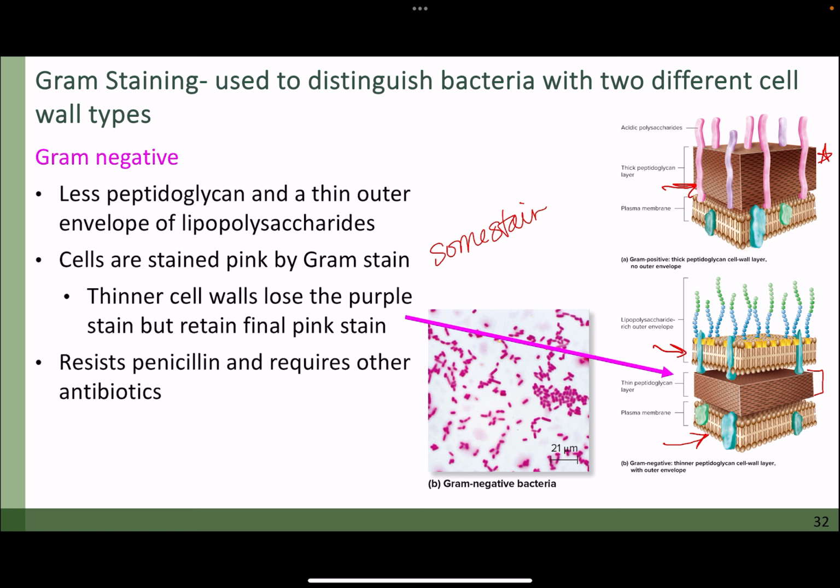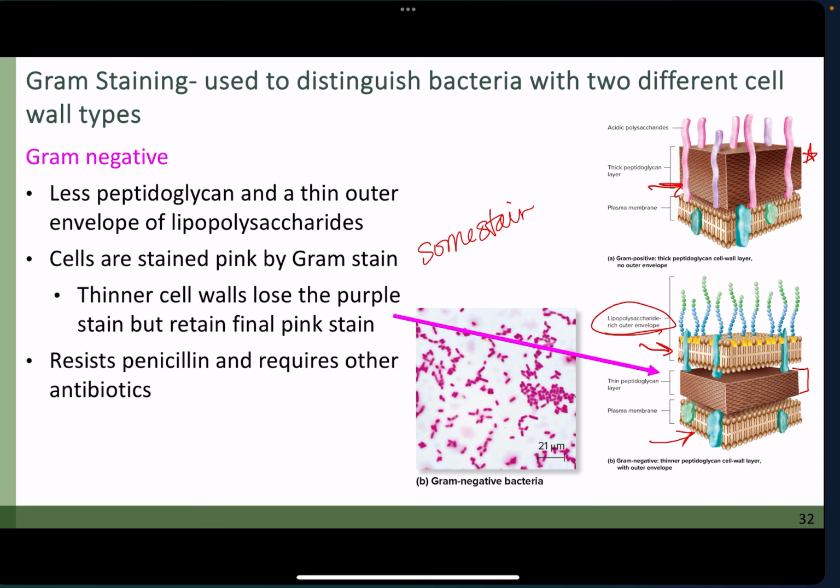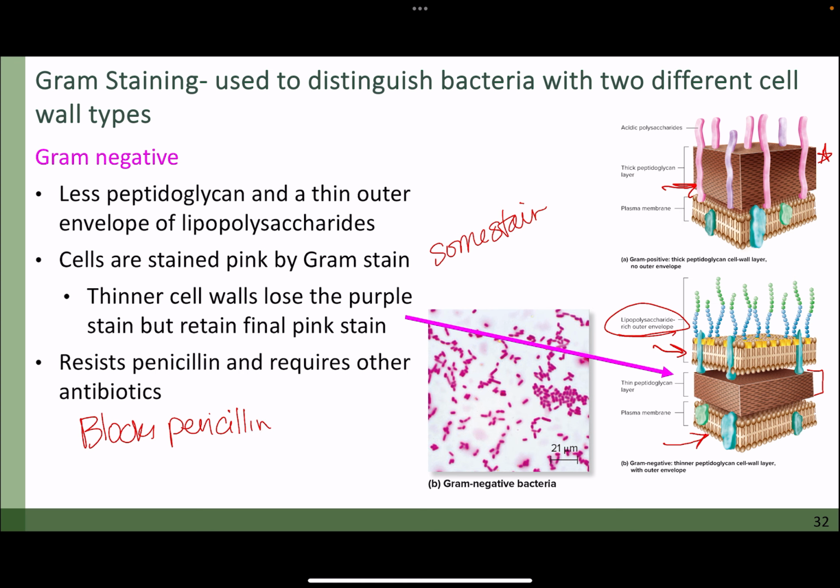These guys resist penicillin because they have this lipopolysaccharide layer, this outer envelope, this sort of secondary plasma membrane, and that actually blocks the penicillin from getting to that cell wall. So these guys are not susceptible to penicillin, and they require other antibiotics instead. The cell wall structure is a major defining feature for establishing what type of bacteria you have.